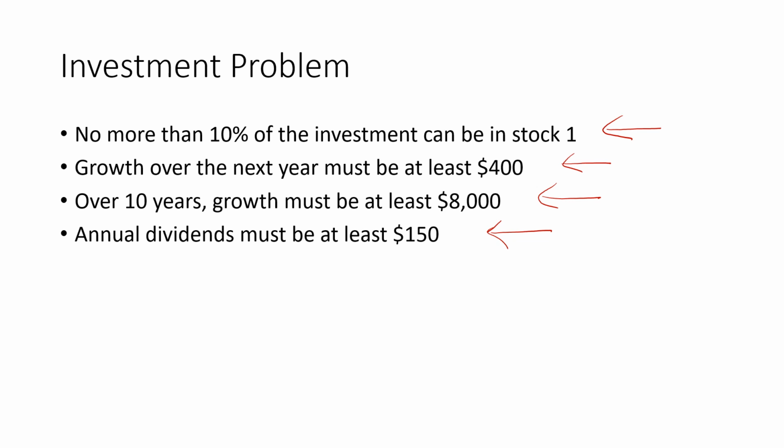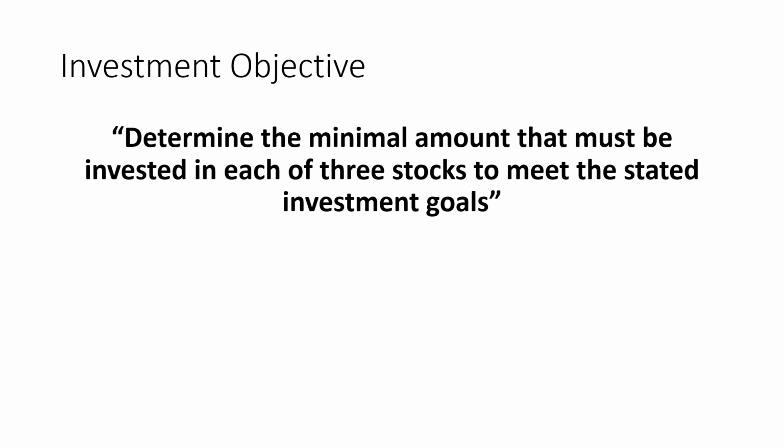So the idea here is we want to meet these goals by spending the least amount of money. So we're trying to minimize our investment to meet certain goals. So our investment objective: determine the minimal amount that must be invested in each of the 3 stocks to meet the stated investment goals. That's what we're trying to do.